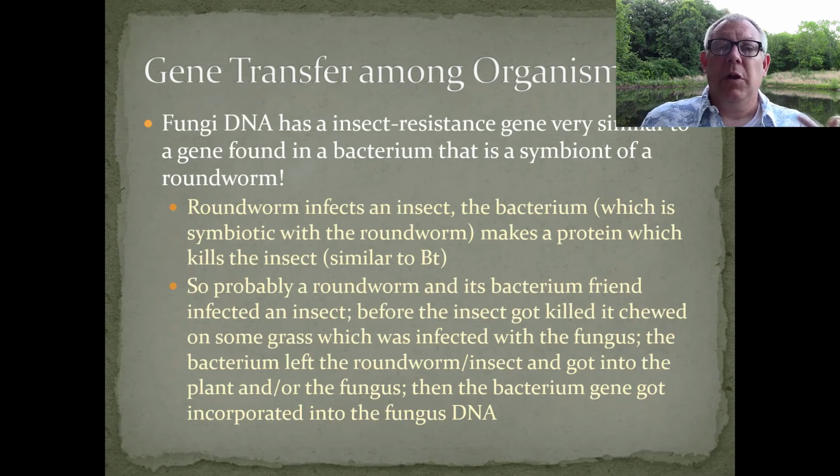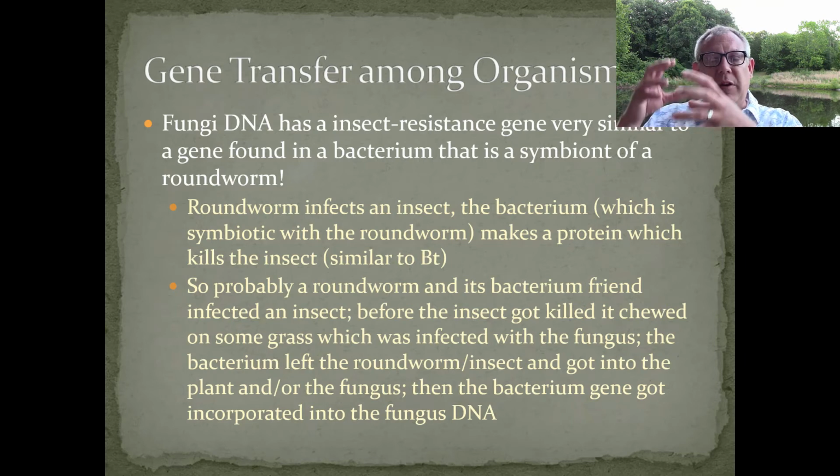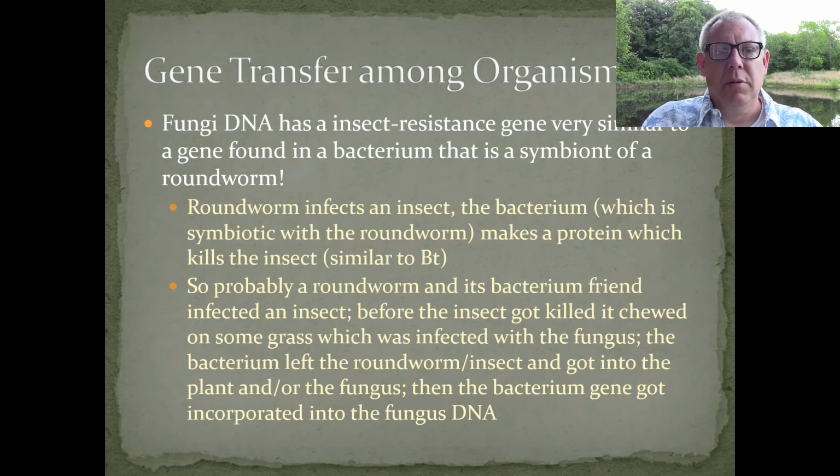So if you look at the DNA of the insect resistance gene in the fungus, you find it's very similar to a gene that's found in a bacterium. And this bacterium is a symbiont with a roundworm. And we'll talk about roundworms in lab a little bit later. So here you've got a different symbiotic relationship, right? You've got this roundworm that's got this bacteria that lives in it. And so the roundworm, when it infects an insect, then the bacterium produces a protein that kills that insect. I don't know what the advantage is here, but it's just like that BT bacterium earlier. It produces a protein that kills an insect. Here you've got a bacterium that produces a protein that kills that insect, but this bacterium lives in a roundworm, okay?